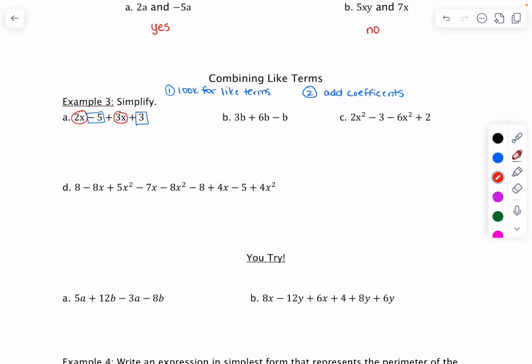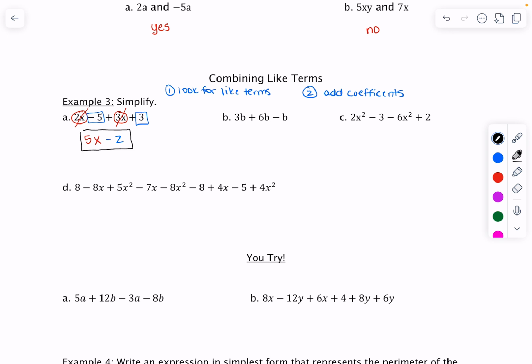So 2x and 3x, I'm going to add the 2 plus the 3 to get the 5. Keep the variable the same. So 5x. Then I like to cross out terms I've used just to let myself know, hey, I'm done with them. I don't need to work on them anymore. -5 plus 3 gives me -2. So my answer to A is 5x minus 2.